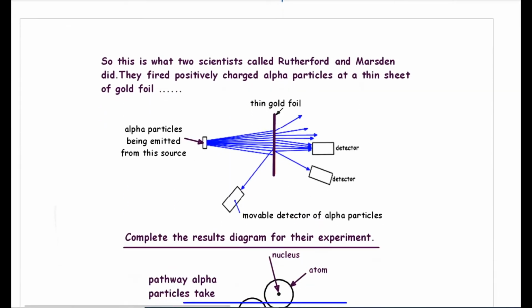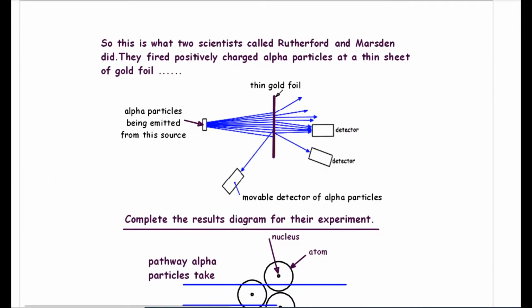Turn over to page 5 in your booklets, and what you've got at the top here is that same experiment, that famous experiment, shown in a different way. This is what the two scientists, Ernest Rutherford, and the scientist that he worked with, Marsden, did. They fired positively charged alpha particles. You won't know what alpha particles are at the moment. We'll learn a bit more about them again, but basically an alpha particle is the nucleus of a helium atom.